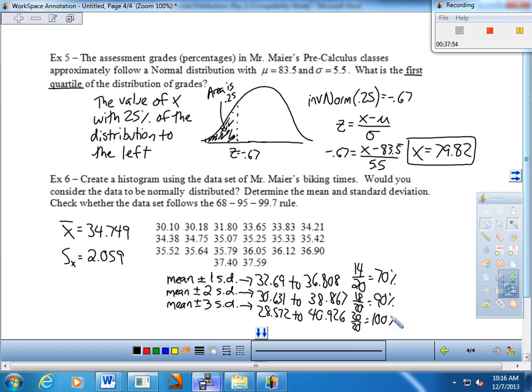So in terms of looking at the 68, 95, 99.7 rule, can we think of this as being normally distributed? Yeah, not bad. It was pretty symmetric. And are my values following this rule for a standard normal distribution? Yeah. Cool. Alrighty. I like that. Good way to end that lesson.